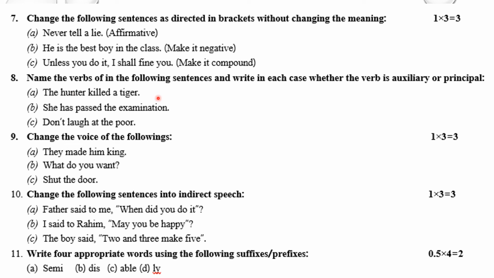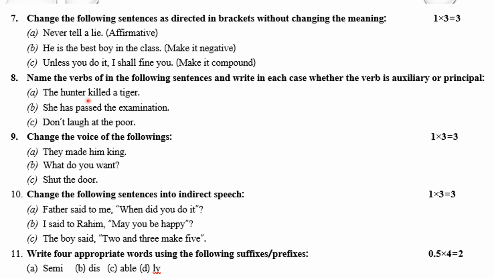Number 8, name the verbs of the following sentence and write in each case whether the verb is auxiliary or principal. For this type of question you have to know the classification of verb: auxiliary verb, principal verb, non-finite verb, finite verb. You have to study this carefully, and this study will help you to write the correct answer.